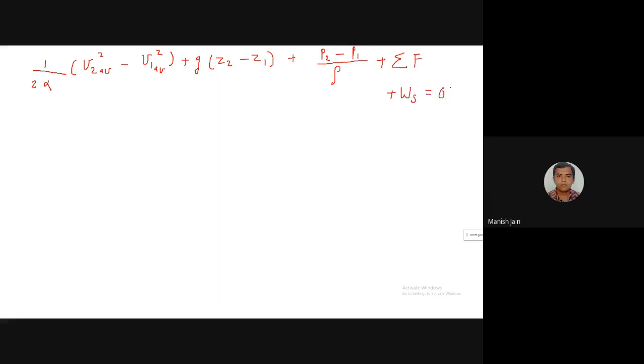Okay, so this is the generalized Bernoulli equation. So basically this equation represents the energy balance for the system. Okay, so this is called the generalized Bernoulli equation.